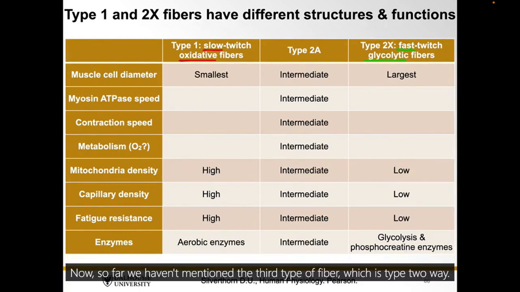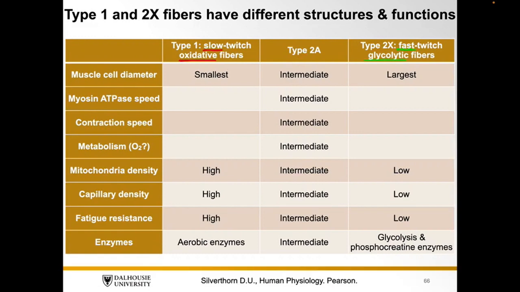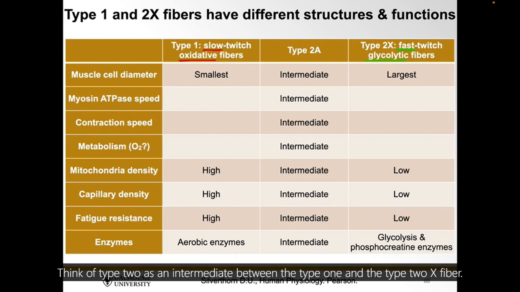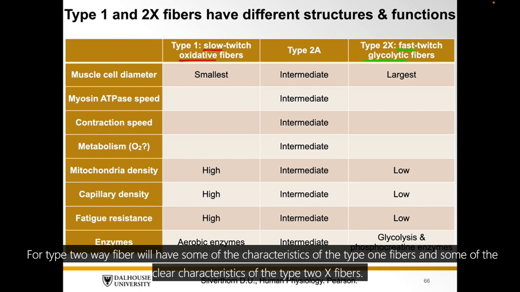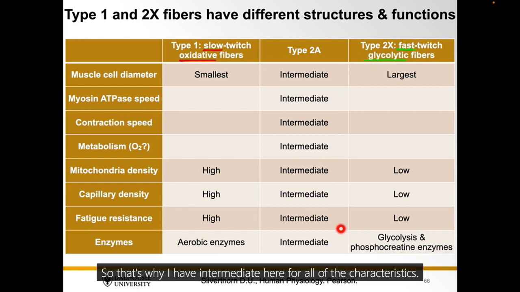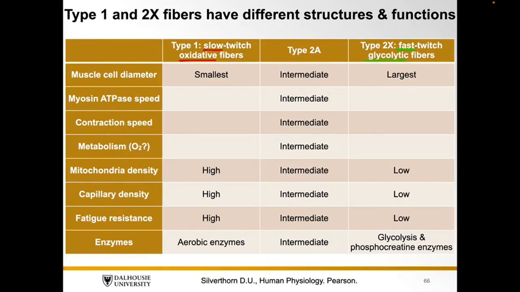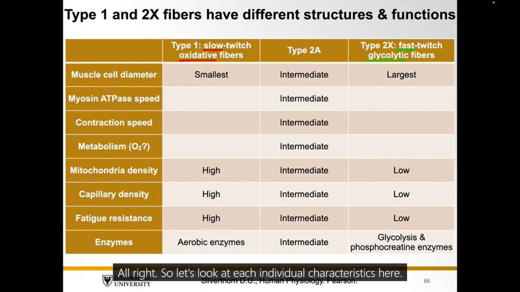Now, so far, we haven't mentioned the third type of fiber, which is type 2A. Think of type 2A as an intermediate between the type 1 and the type 2X fiber. So type 2A fiber will have some of the characteristics of the type 1 fibers and some of the characteristics of the type 2X fibers. That's why I have intermediate here for all of the characteristics. It's basically a mix of both fibers. All right, so let's look at each individual characteristic here.